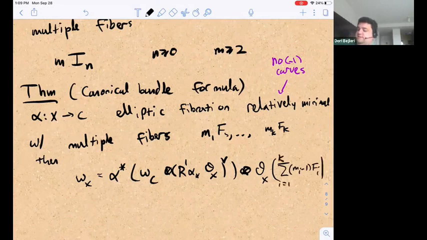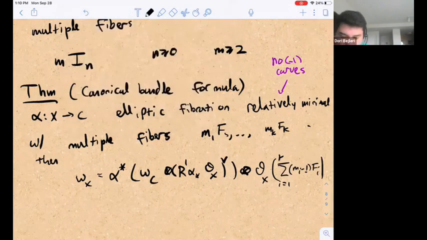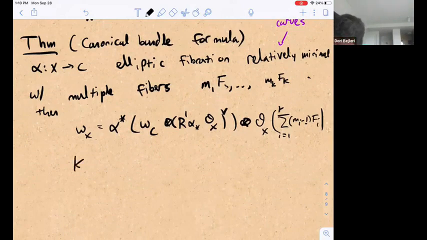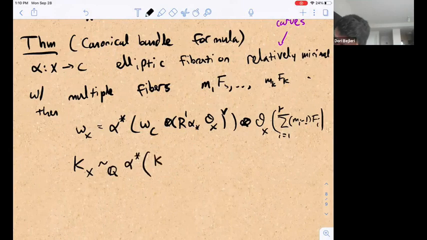Where the contribution is exactly m_i minus 1, where m_i is the multiplicity. Okay. And we can write this a different way. So if we write it in terms of divisors, we'll say the canonical divisor as a Q-divisor now, because I'm going to use some fractional coefficients, is equal to the pullback of the canonical divisor of the curve plus some divisor L, which is just some divisor that gives you the line bundle R^1 alpha lower star O_X.